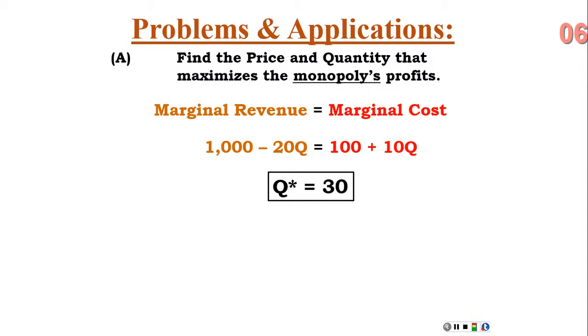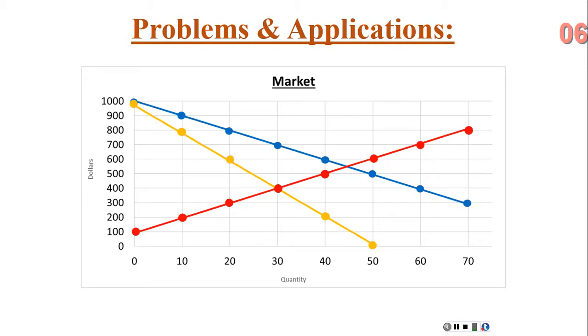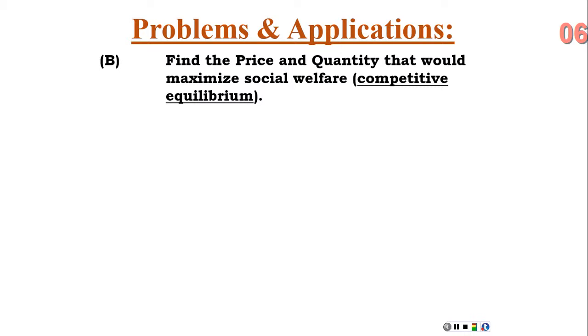Now, how do I find the price that the monopolist would charge? I simply plug that 30 into the demand function, and I get 1,000 minus 10 times 30, or 1,000 minus 300, which is $700. So again, the monopolist would produce 30 units, and they would charge $700 per unit. This is exactly what we said would happen on the previous slide graphically. So there it is, the profit maximizing quantity for the monopolist, and the profit maximizing price is 700.